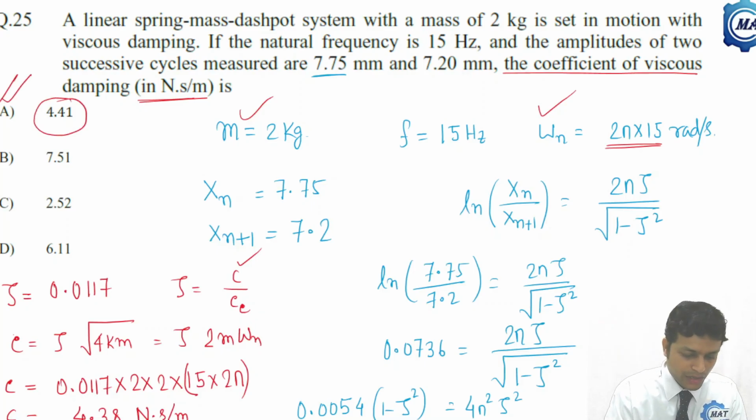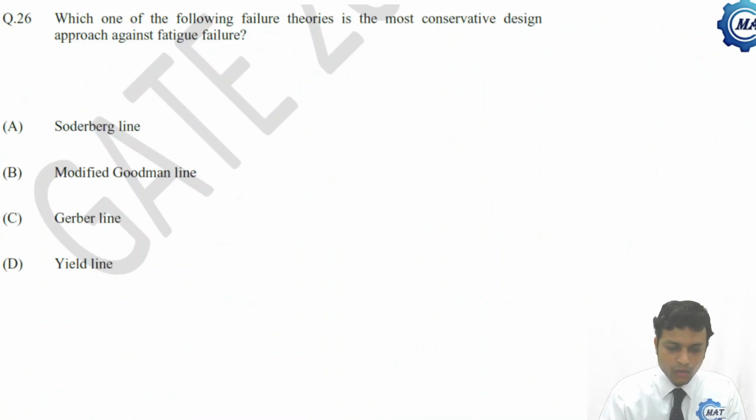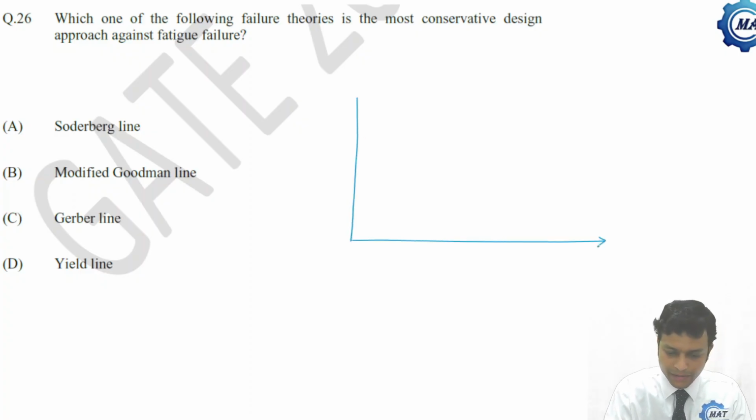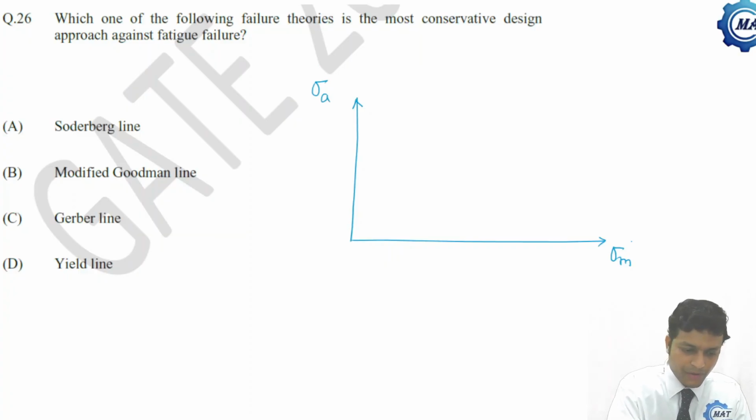Now let us move to the next problem. Which one of the following failure theories is the most conservative design approach against fatigue failure? Soderberg line. Let me explain here. This is sigma mean axis, this is sigma amplitude. This is abscissa, this is coordinate.